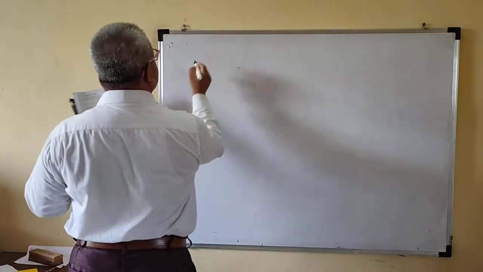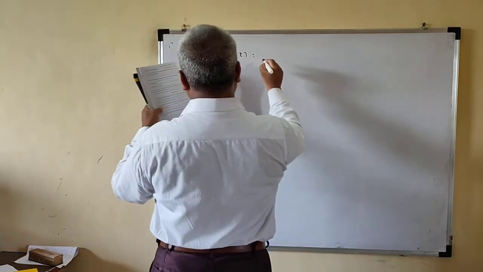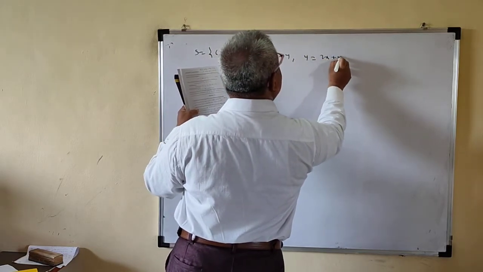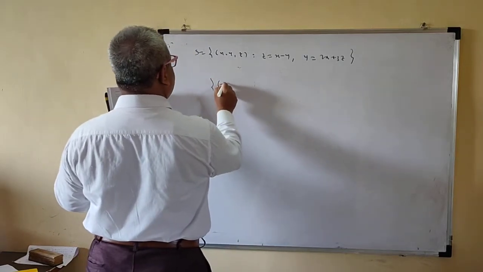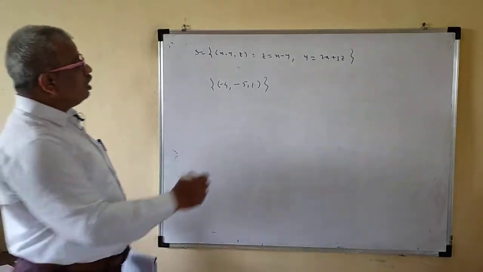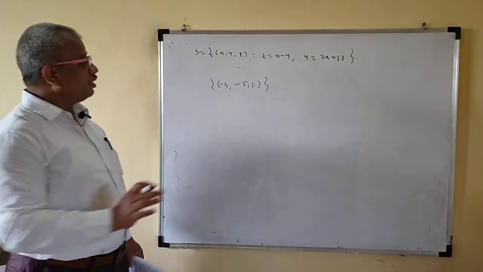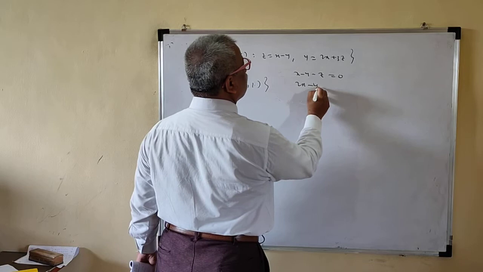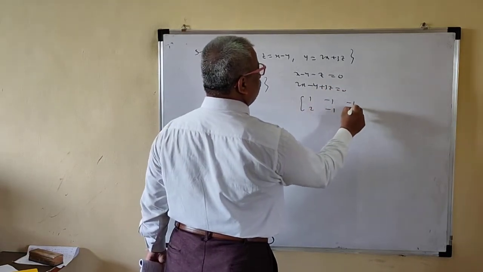Suppose your S is like this: x, y, z, such that z is equal to x minus y, y is equal to twice x plus 3z, and suppose your option is minus 4, minus 5, 1. These are the two equations. So see this. This is x minus y minus z is equal to 0. Twice x minus y plus 3z is equal to 0. Your matrix is 1, 2, minus 1, minus 1, minus 1, 3.